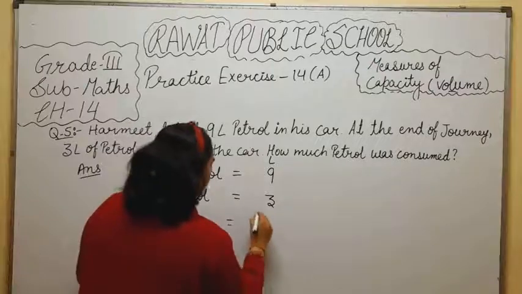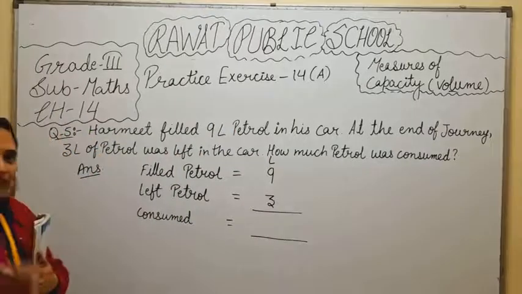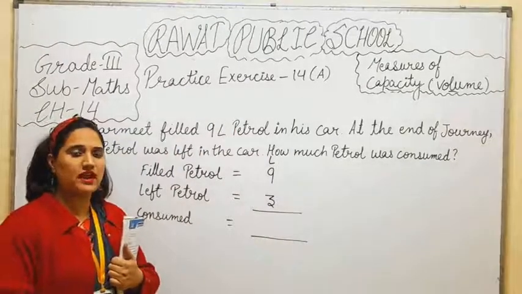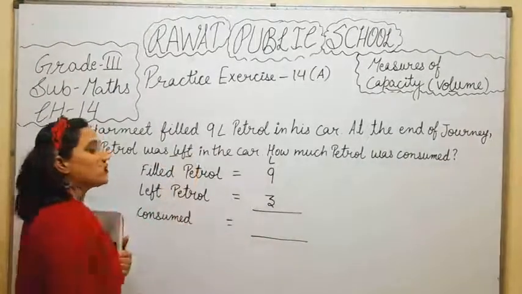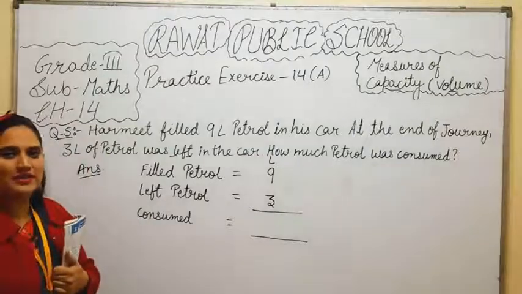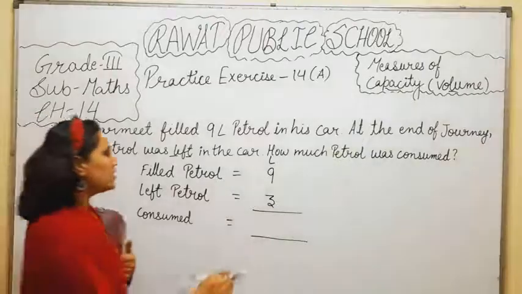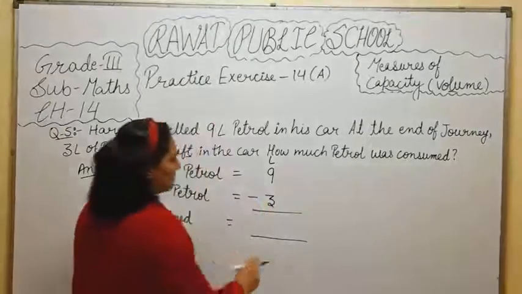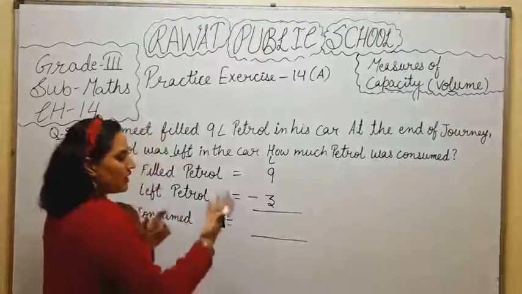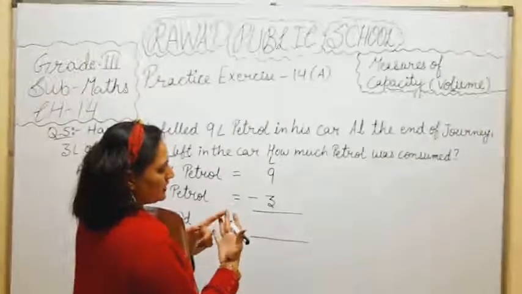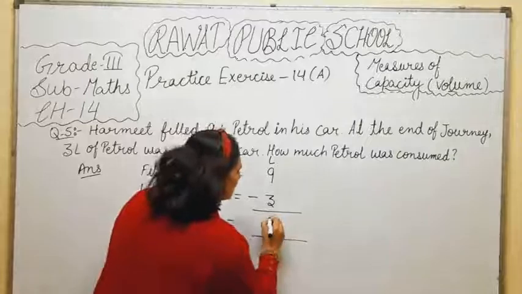What we have to do, we have to find out the difference between 9 and 3. 9 is the total number which he filled in his car, and 3 is left here. Where there is the word left in the question, we have to understand that we have to find out the difference between these two numbers. So we have to subtract these two numbers. When we subtract 9 minus 3, how much is left? Here we have 1, 2, 3, 4, 5, 6, 7, 8, 9. So 1, 2, 3 is gone. So we have a total of 6 left.